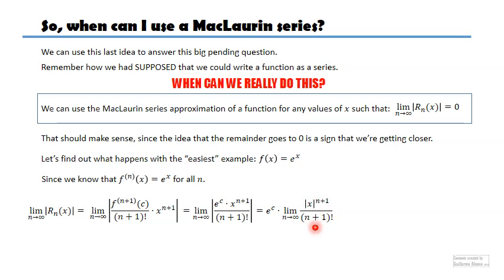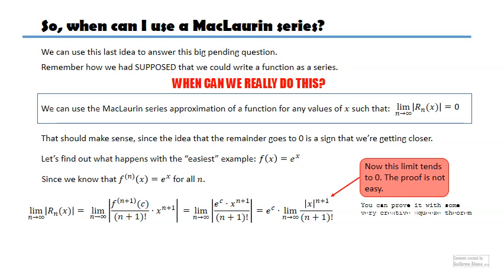And this thing here is something that's always going to happen when you're trying to use the remainder idea and calculate the limit of the remainder as it goes to infinity. You're often going to be finding this limit. And this limit doesn't have an easy proof that it goes to 0, but it does. And I'm going to give you the proof after this slide.